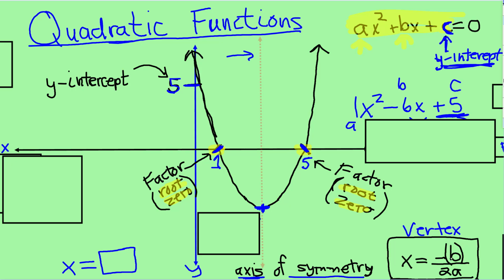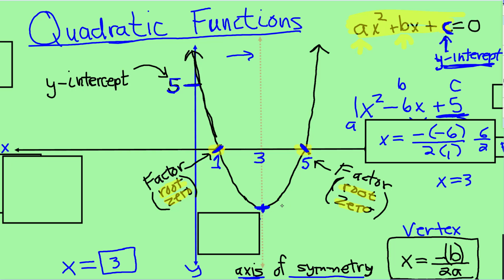Well, if we want to find the x value of the vertex, the opposite of the b, which is -6, divided by 2 times the a value, which is 1. Well, the opposite of -6 is 6. 2 times 1 is 2. Well, x will equal 3. That is the equation of the axis of symmetry. So we know that's our x value right there.